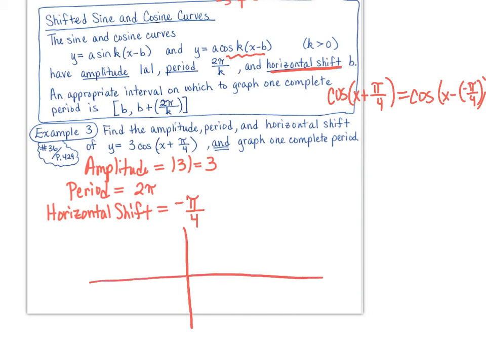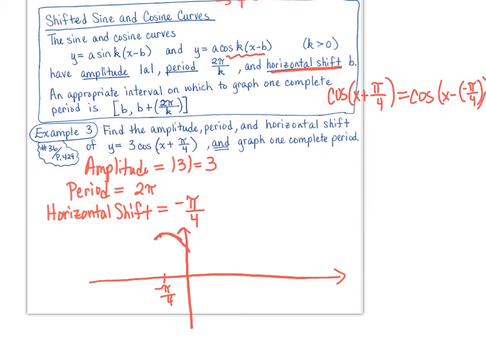So we take the graph of cosine of x. We stretch it by 3, because your 3 is your amplitude, it's the largest. So you stretch it by 3. The highest point is going to be 3. The lowest point is going to be negative 3. And then you shift it to the left, pi over 4. So you'll have negative pi over 4 here, and that's where you start your graph.